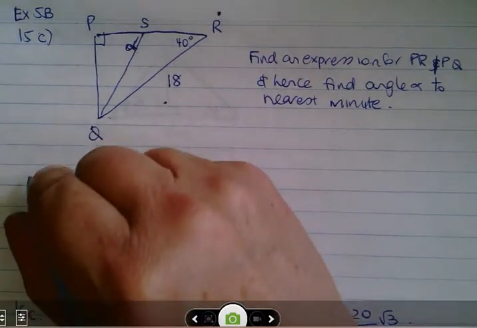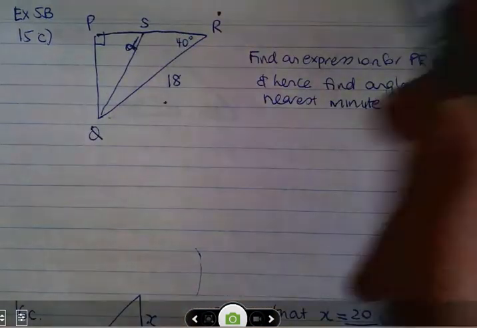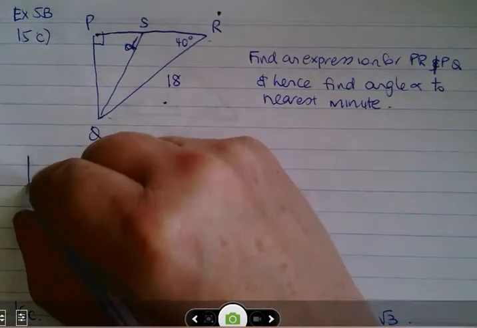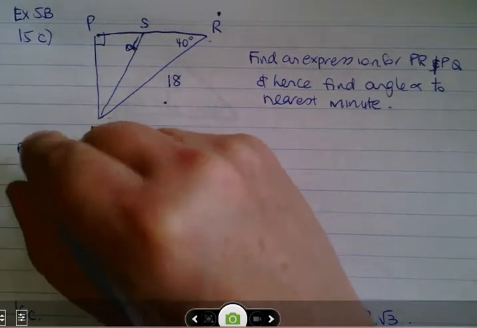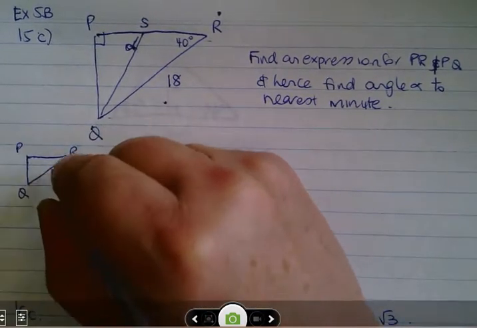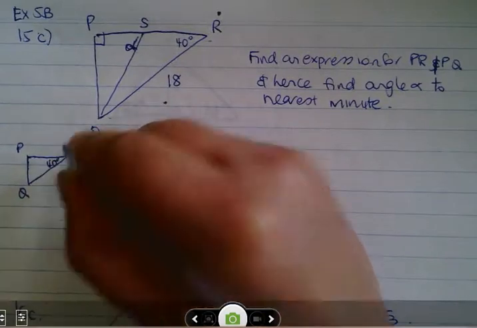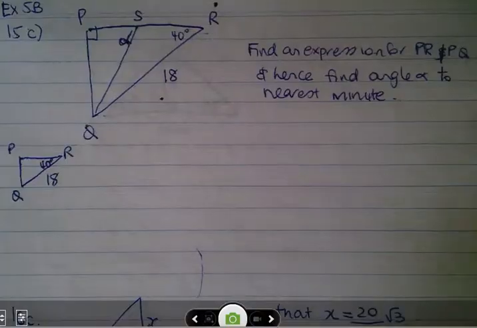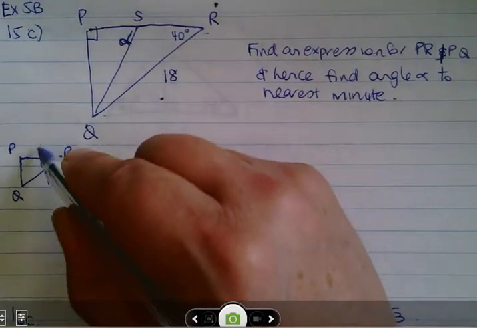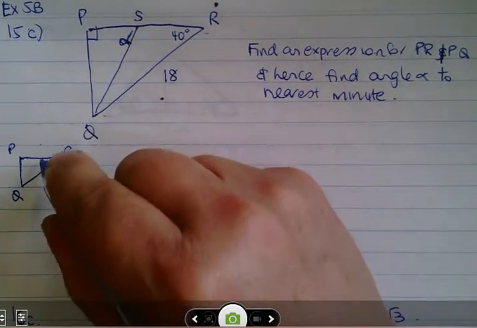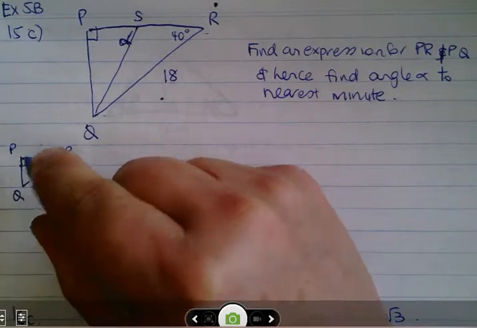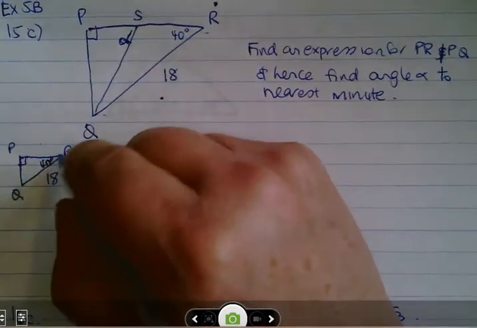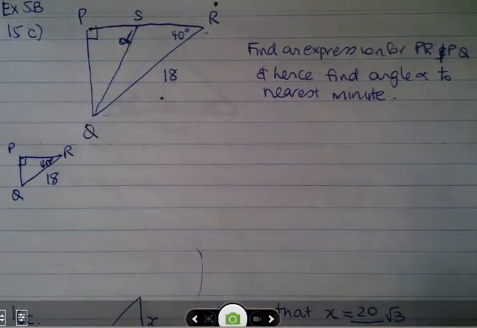So I'm just going to draw this triangle again, PR, and we know that that's 40 degrees in there, and that this is 18. So you're looking at the big triangle. Can you come up with an expression for PR? What are you going to use? If you had to find PR, what would you use? There's your angle. So I've drawn the whole thing really small here. Hopefully you can see it.